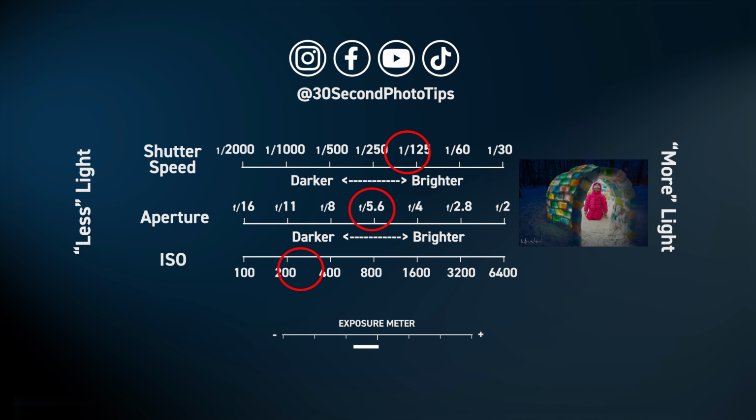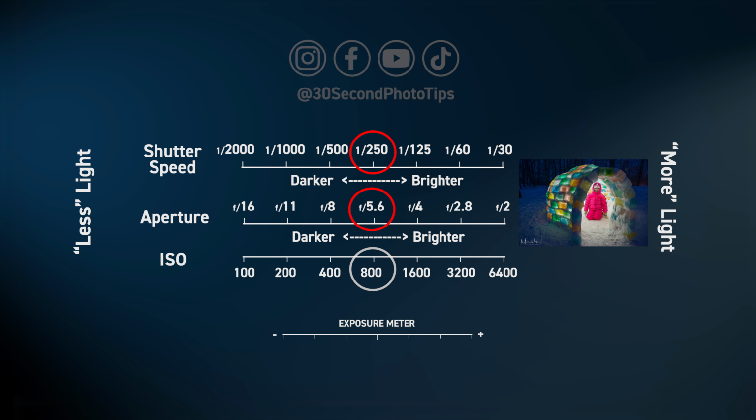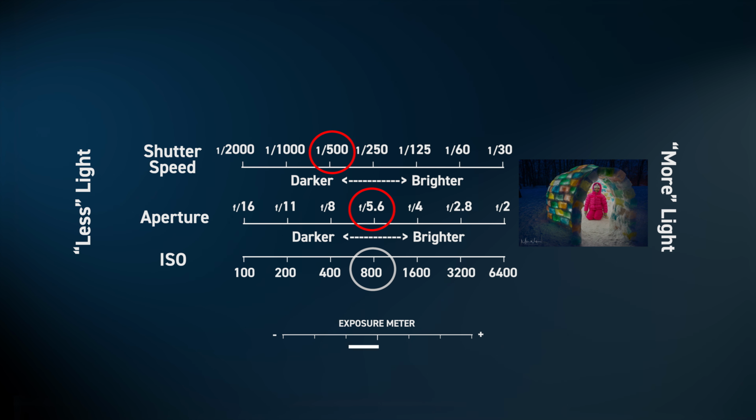So let's reset our theoretical base exposure. If you're just getting started out with photography and trying to learn how to control exposure, I'd recommend setting your ISO at a fixed setting like 800 and only use the shutter speed and aperture to change your exposure. It's important to make sure that you don't have your camera set to auto ISO, because that will end up changing your ISO and making things even more confusing.